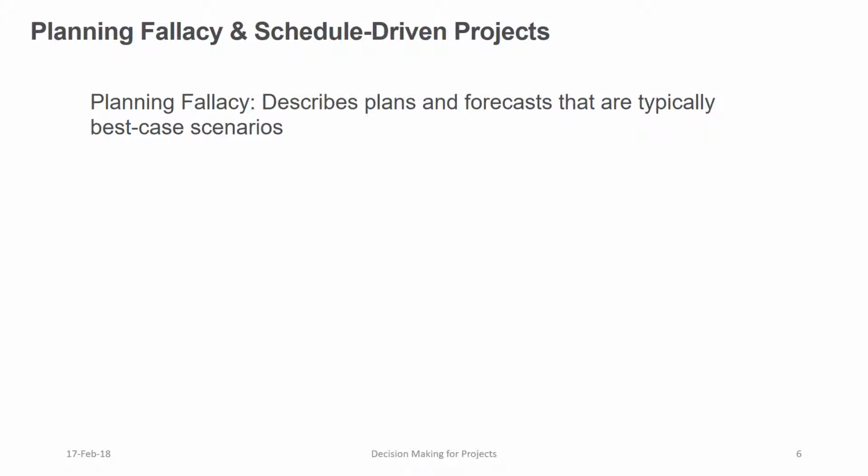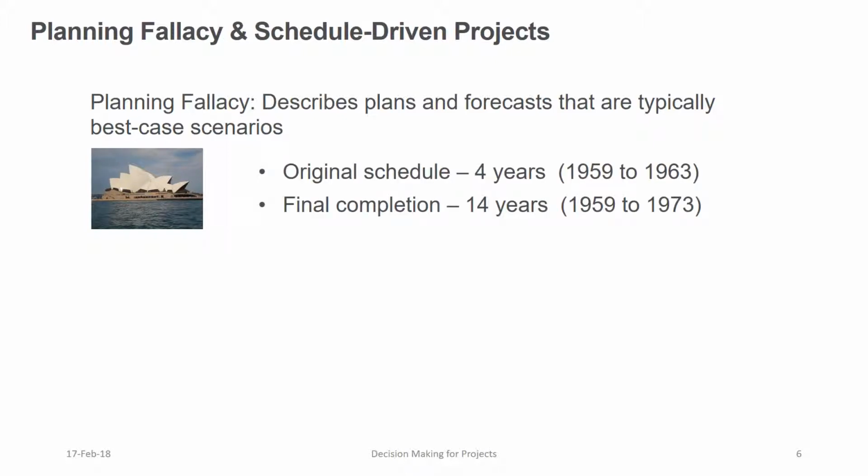There are two problems which commonly beset projects and which compound each other. The planning fallacy describes plans and forecasts which are best case scenarios or unrealistically close to those. Unfortunately, examples of this are only too common. For instance, construction of the Sydney Opera House was started in 1959 with a scheduled completion date of 1963. It was finally completed 10 years late in 1973.